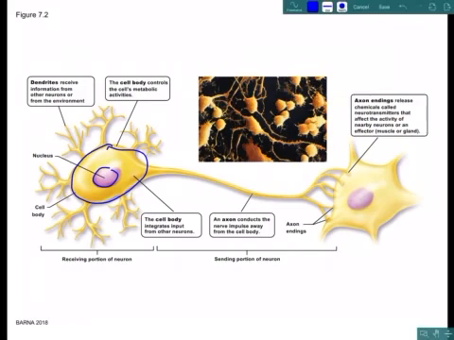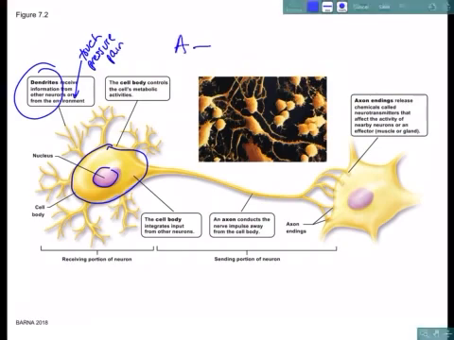But attached to this cell body is going to be what's called dendrites. And dendrites receive information from our environment. So for example, when we were touching that heat, when we say from the environment, that could be like touch, pressure, pain, etc. Or it can be from another neuron. For example, neuron A can talk to neuron B, which can talk to neuron C.